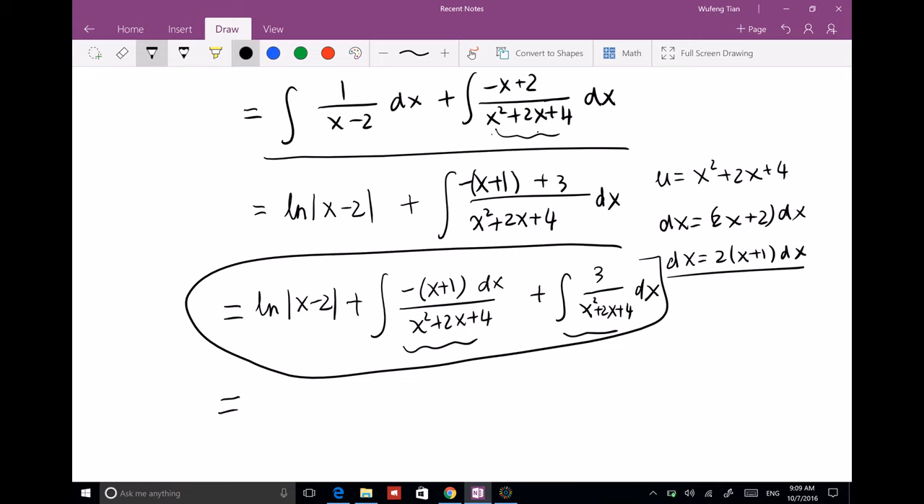Oh, my bad. I think I made a mistake here. It's du instead of dx. This is du, both of them du. Okay. You can use this one to solve this one.